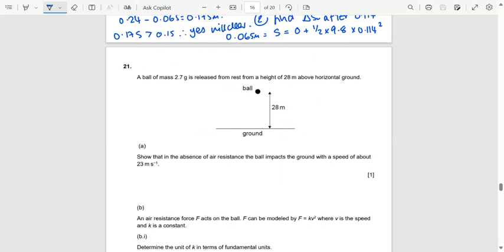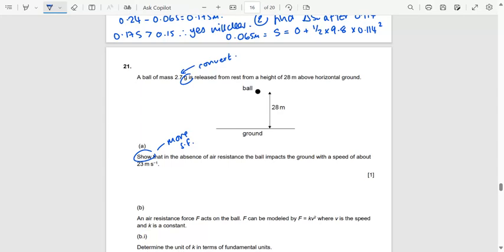(21) We have a ball of mass 2.7 grams. It's released from rest from a height of 28 meters above the horizontal ground. Show that, in the absence of air resistance, the ball impacts the ground with a speed of about 23 meters per second, to more sig figs. Okay, just spotted grams. Don't know if I need it, but I'm going to put a note to myself: convert. Don't like grams, want kilograms.